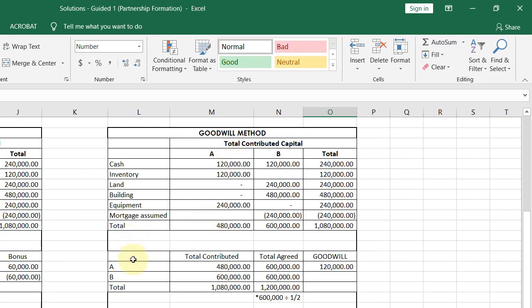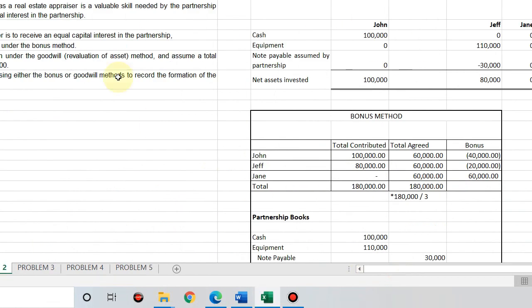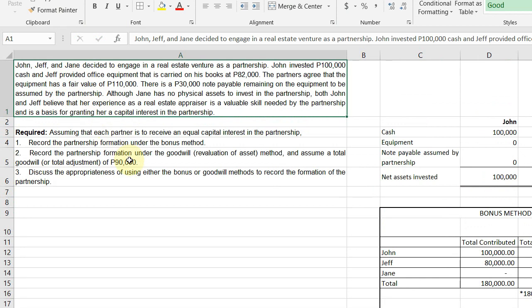Okay? So, next problem. Problem 2. John, Jeff, and Jane decided to engage in a real estate venture as a partnership. John invested 100,000 cash and Jeff provided office equipment as carried on his books at 80,000. The partners agreed the equipment has a fair value of 110. There is a 30,000 note payable remaining on the equipment to be assumed by the partnership. Although Jane has no physical assets to invest in the partnership, both John and Jeff believe that her experience as a real estate appraiser is a valuable skill needed by the partnership and is the basis for granting her a capital interest in the partnership. Okay?